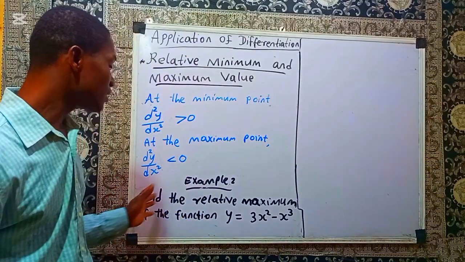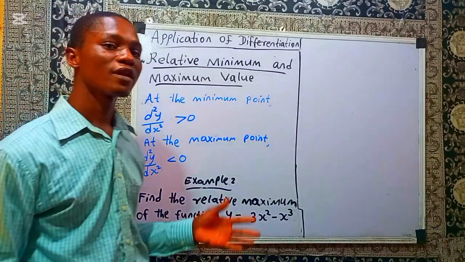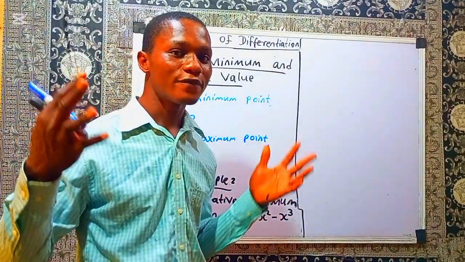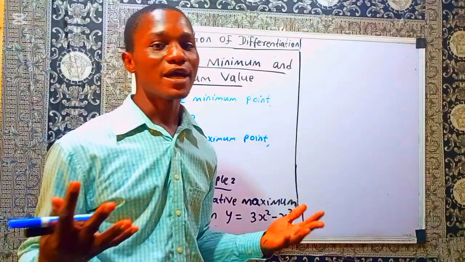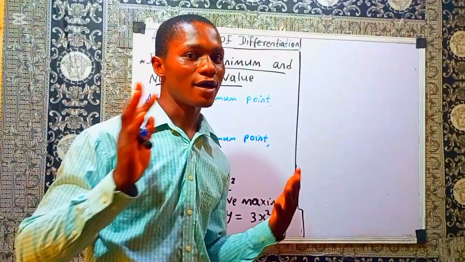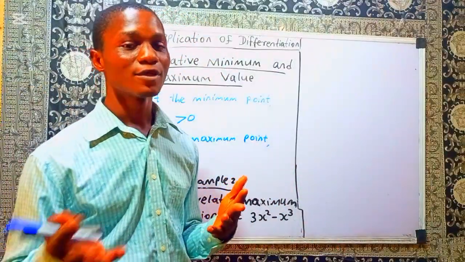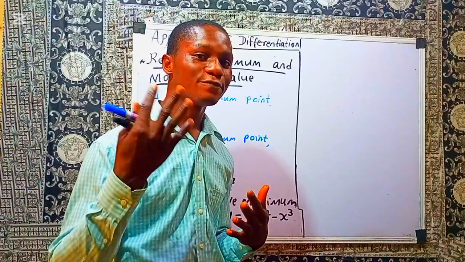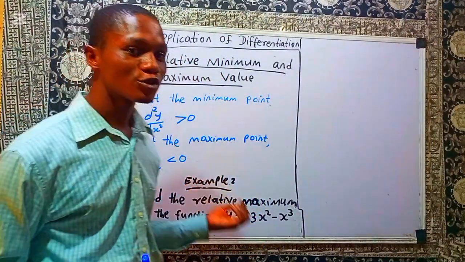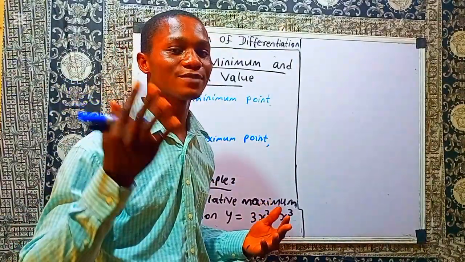In this question, they ask us to find the relative maximum of the function. Relative maximum of the function is the same thing as relative maximum value of the function. They may ask you to find the local maximum, local minimum. Local maximum is the same thing as relative maximum. Local minimum is the same thing as relative minimum. So they ask us to find the relative maximum value, or the local maximum value of the function.